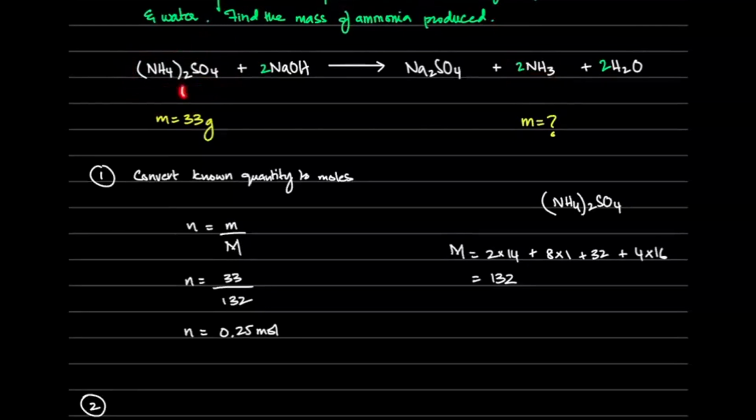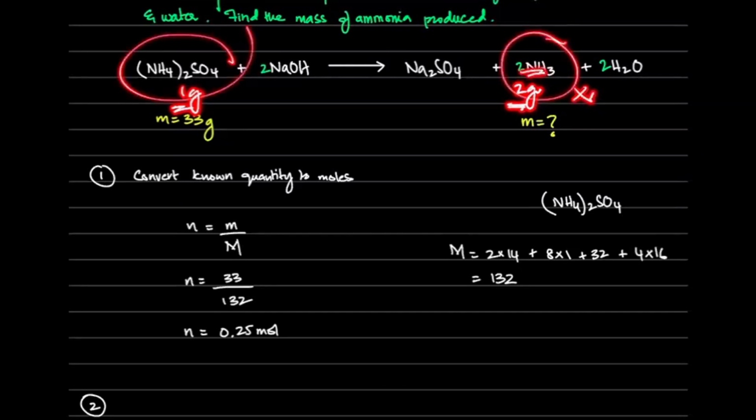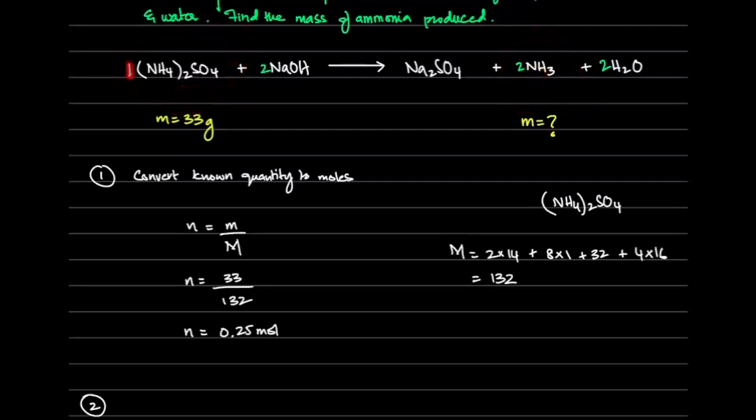Is that the same as saying 1 gram will give me 2 grams? Does the chemical equation represent a mass ratio, or does it just represent a mole ratio? What do you guys think? Is this correct? कि 1 gram से 2 gram मिलेंगे? Is that a correct statement? It's not a correct statement, right? Because ammonium sulfate और ammonia के mass में फर्क है, right? So it's not a mass ratio. It is a mole ratio. It means 1 mole will give me 2 moles.